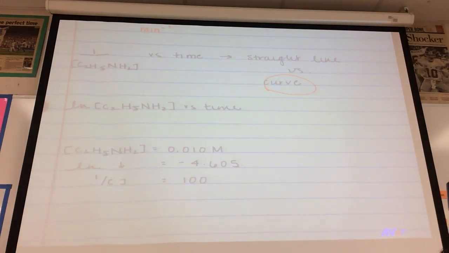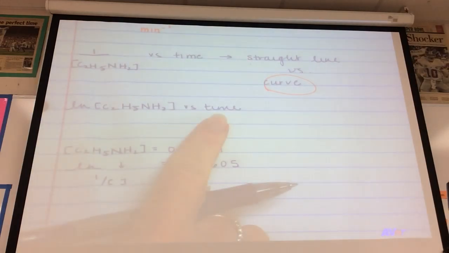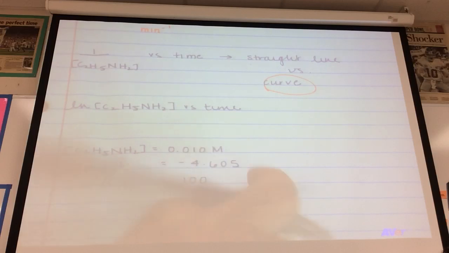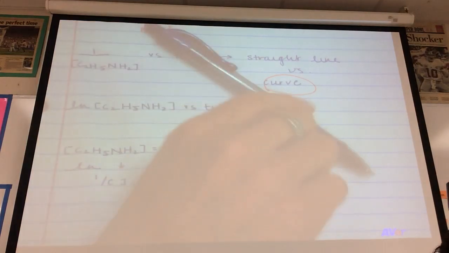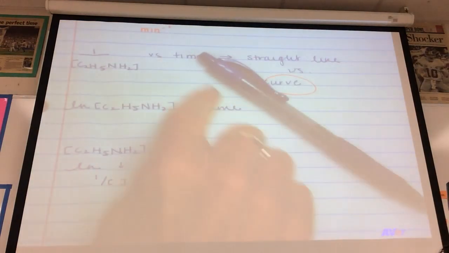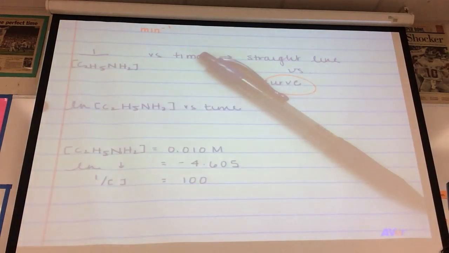All right? So this gives rise to zero, first or second order if it's a straight line. First order with a positive or negative slope? Negative.